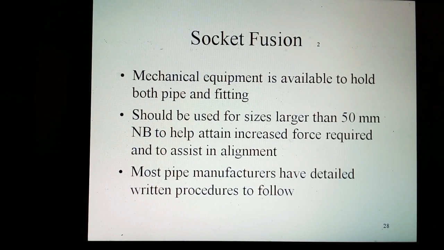Mechanical equipment is available to hold both the pipe and the fitting and should be used for sizes larger than 2 inch or 50 mm, to help retain the increased force required and to assist in alignment. Most pipe manufacturers have detailed written procedures to follow. The majority refer to ASTM F2620.